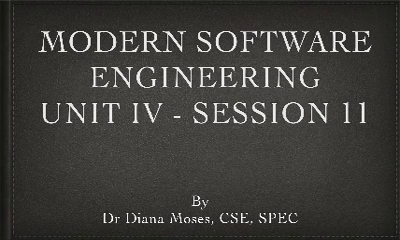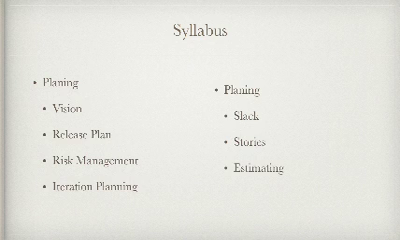We have been revising Unit 4 and seeing some of the methods and principles we adopt in planning in agile development methodologies. We have been looking into how to create a vision and how to come up with a release plan, and we have also identified some methodologies for identifying, managing and mitigating risks. This session will be on planning for iterations.